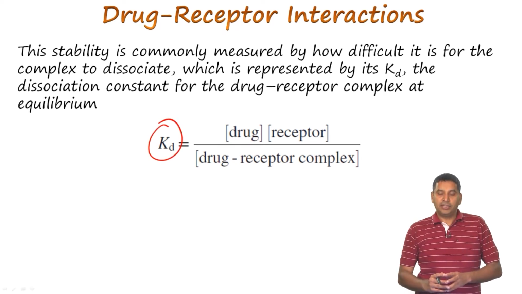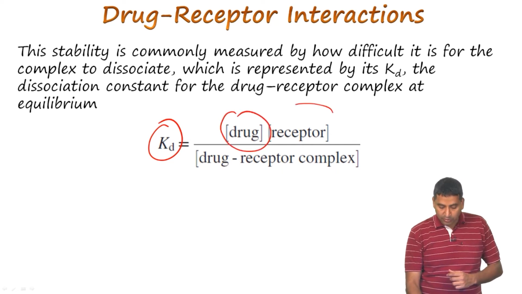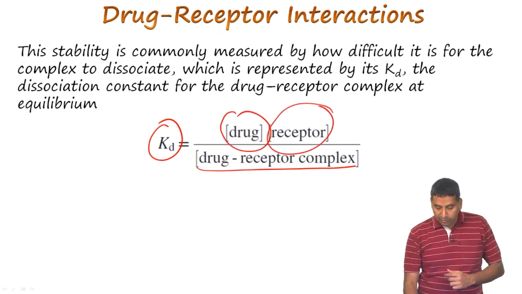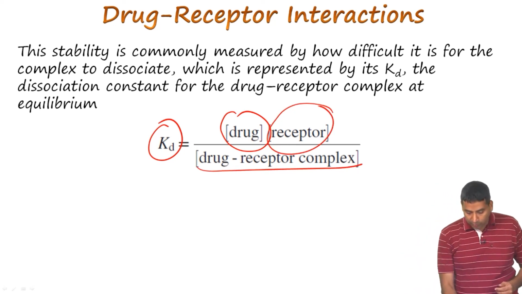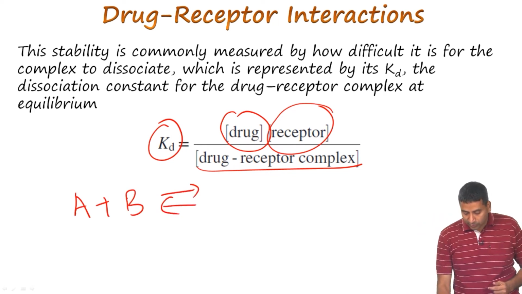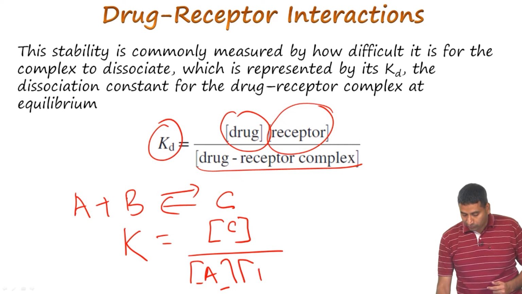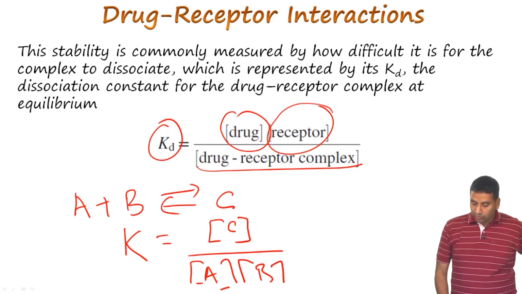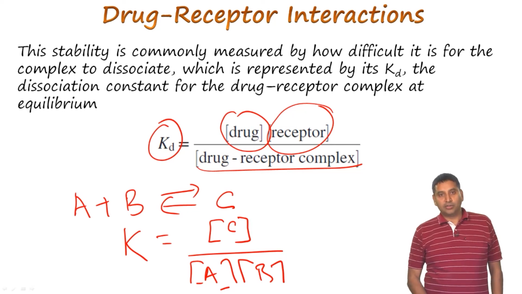So, K d is nothing but the concentration of the drug multiplied by the concentration of the receptor divided by the concentration of the receptor complex. Much like an equilibrium A plus B going to C, the equilibrium constant is defined as concentration of C divided by concentration of A times concentration of B. Okay. Now, if you look at the reverse of this process, that is what you would get for the drug receptor complex.